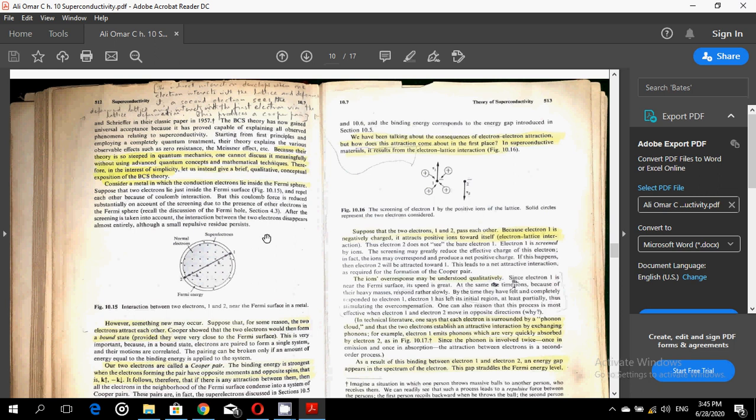Now, in technical literature, one says that each electron is surrounded by a phonon cloud. So the lattice contributions will now be talked about in terms of phonons. So we see that there is a phonon involvement in between these two electrons. For example, electron number 1 emits a phonon which is very quickly absorbed by electron 2, as shown in figure 10.17. Next page.